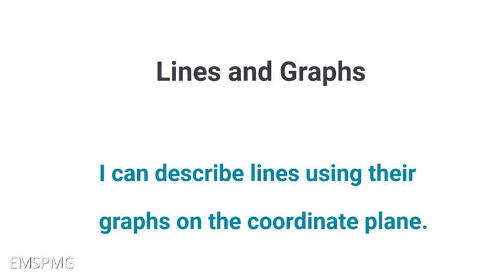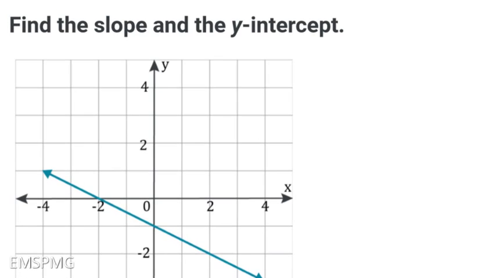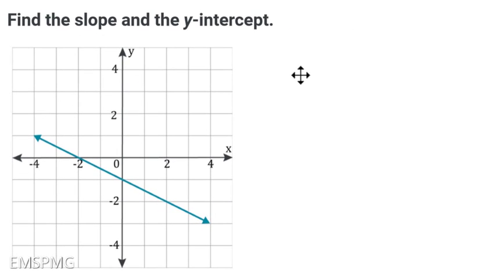By the end of this lesson, you want to be able to say, I can describe lines using their graphs on the coordinate plane. So in this video, we've got two examples for you. The first one says you're going to find the slope and the y-intercept of this line right here. In order to do that, we've got two different methods.